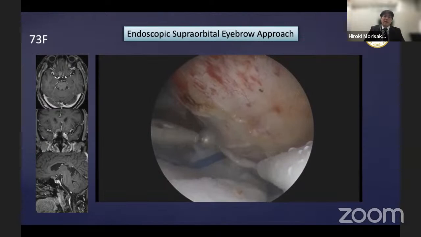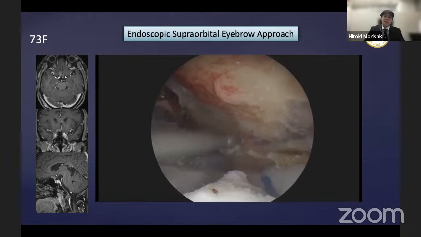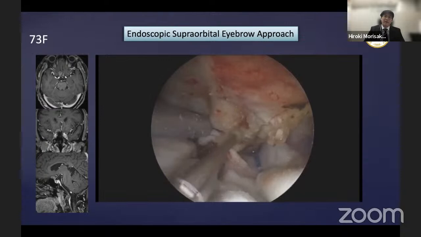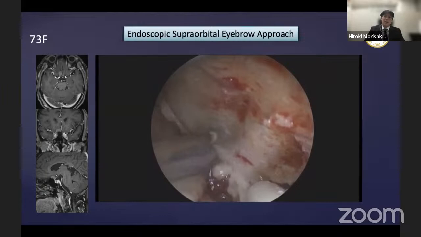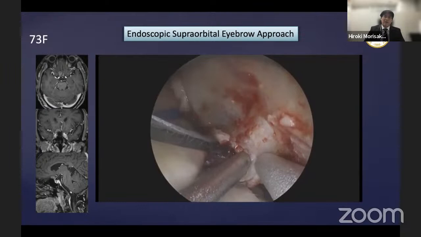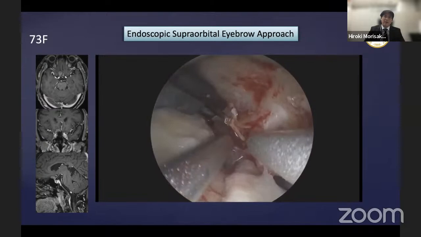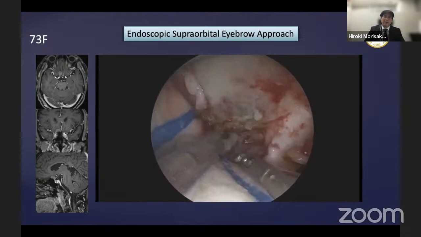And after that, we continuously drill the tuberculum sellae. We make the working space, and we enlarge the working space at the frontal base. We also devascularize the tumor like this. After that, we cut the dura mater of the optic canal and start to remove the tumor.